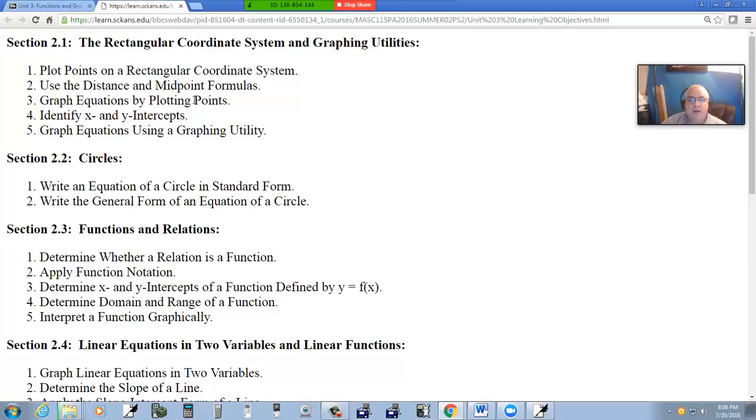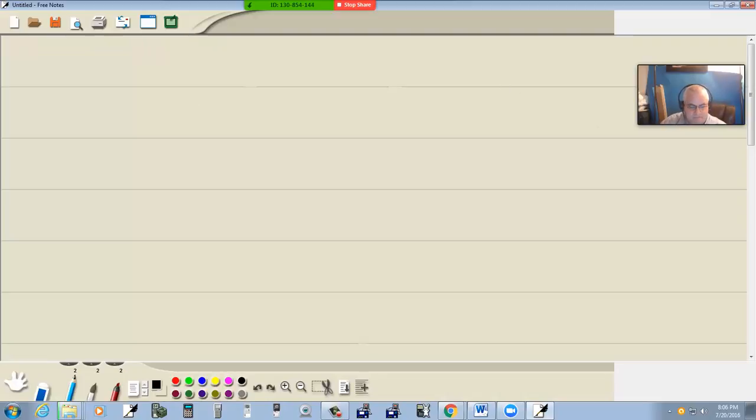Graph equations by plotting points. Okay, let's say I got y is equal to 3x minus 1. By plotting points, we'll build a t-chart. The reason why this is called a t-chart is because this looks like a T. You have your x and y here.